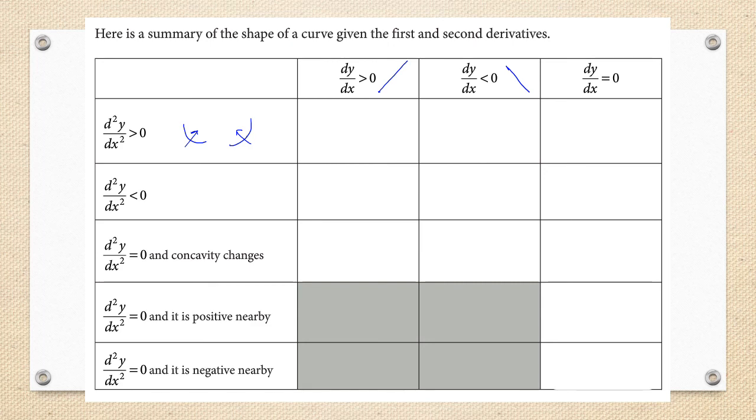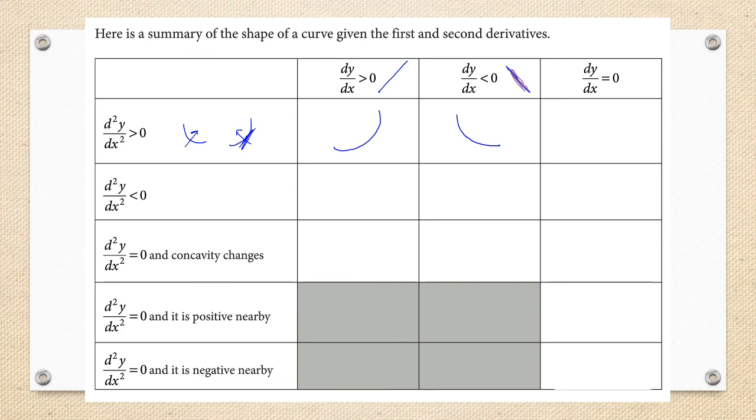The answer is this one, because if I have a point here, the gradient is positive. So if your second derivative is greater than 0 and first derivative is also greater than 0, the shape of the graph should look like this. If your second derivative is greater than 0 and first derivative is smaller than 0, you have a graph that looks like this, because the gradient at this point is negative.